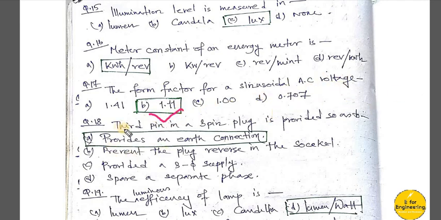The third pin of a 3-pin plug is provided to provide an earth connection, to prevent the plug reversing in the socket, to provide a 3-phase supply, or a separate phase. The right answer is provides an earth connection. It is for the earth connection and the safety of the equipment and the personnel also.